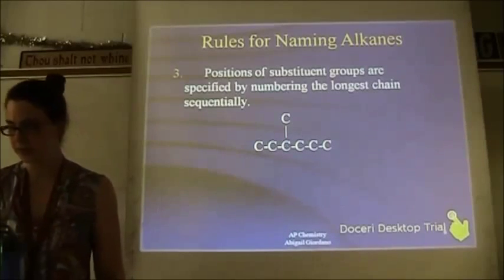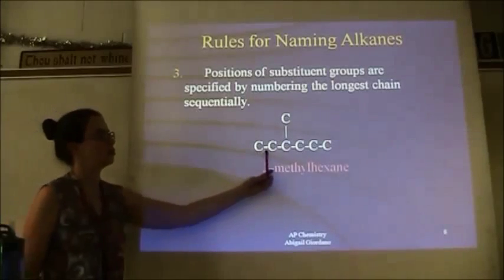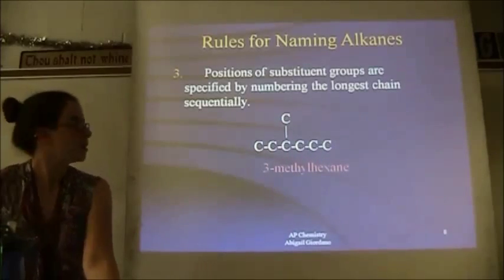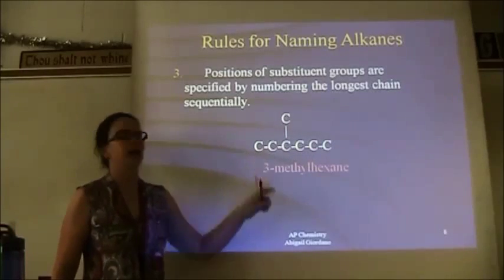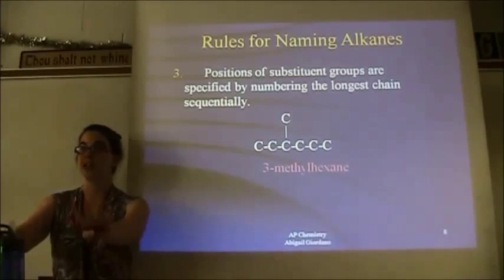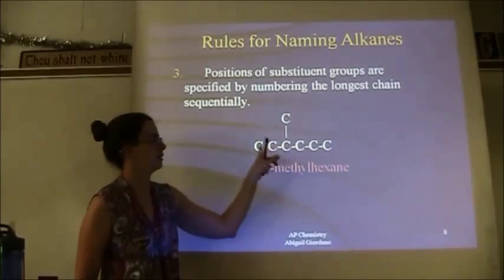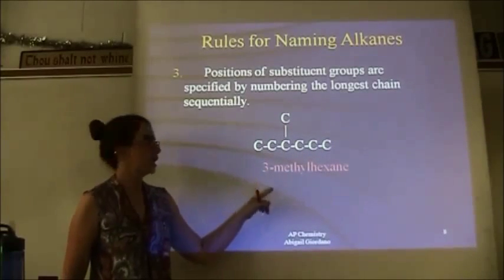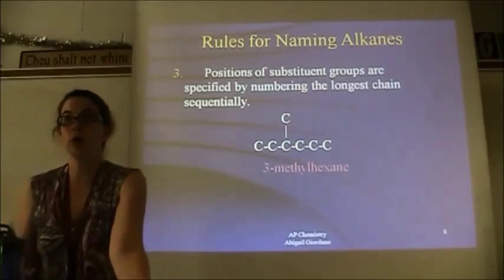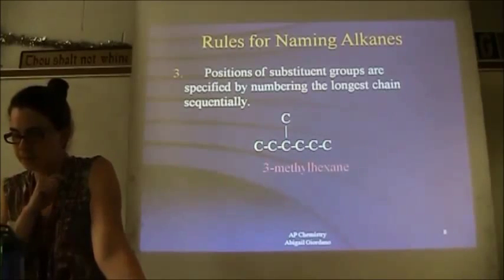Anybody want to guess how you would name this guy? 3-methylhexane. Absolutely. Now, somebody last class asked, do you always number your carbons from left to right? No, not necessarily. You number them in whatever direction is going to give you the lowest possible number. For example, if I numbered from right to left instead of left to right, how would the name change? It'd be 4-methylhexane. Well, 3 is a better number than 4. It's a lower number. So in this particular case, I want to number from left to right.